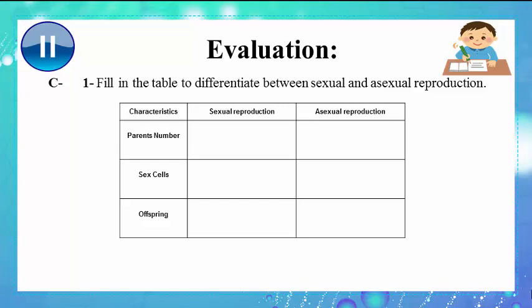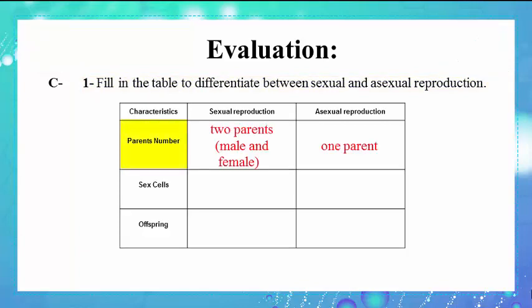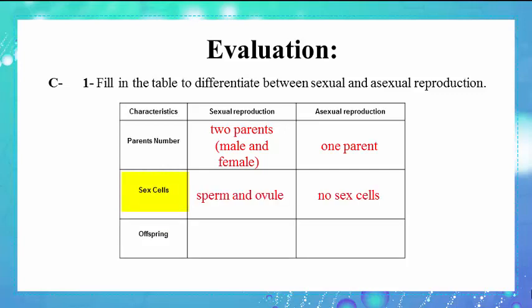Now please pause the video again and solve the evaluation table, part C, number 1. Fill in the table to differentiate between sexual and asexual reproduction. The parents' number in sexual reproduction are 2 parents. However, in asexual reproduction, it requires only 1 parent. Now the sex cells. Sexual reproduction requires the presence of sperm and ovule. However, asexual reproduction does not need sex cells.